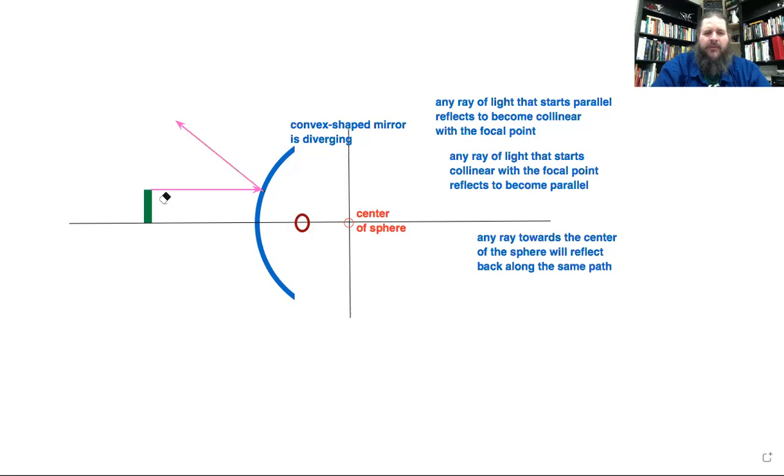So that's one of the principal rays we can draw. A ray of light from the object that starts off parallel to the optical axis and bounces off to become collinear with the focal point.